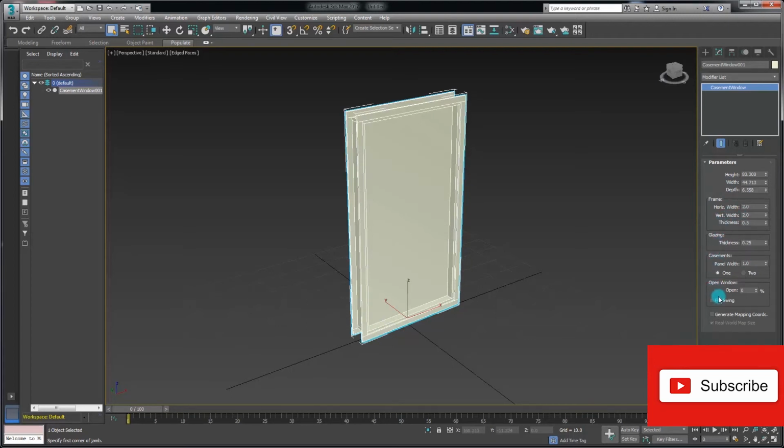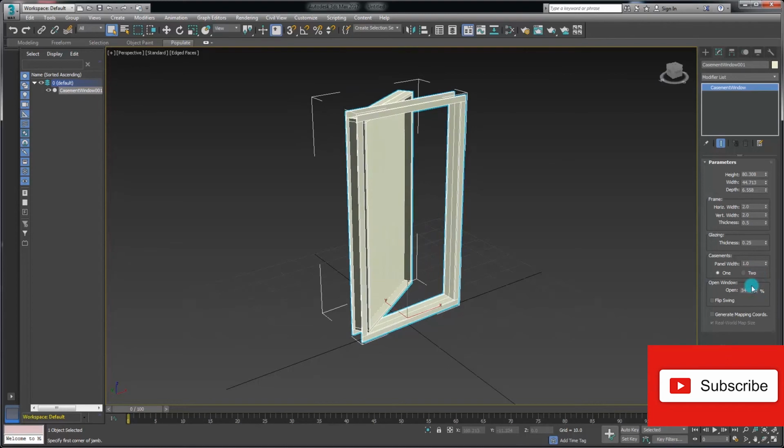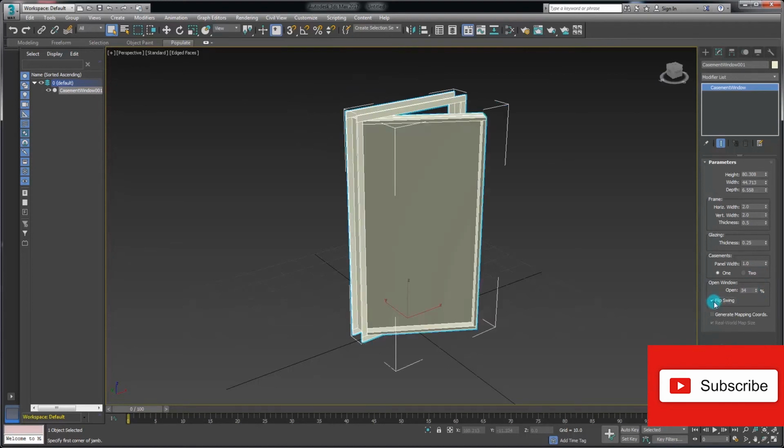Now the difference here is really the hinge. Rather than have the hinge at the top of the window, it's down the side, and I can adjust the opening value and also flip the swing to the opposite hinge as well. So very similar to the awning window. The only real difference is the position of the hinge, and the window opens from the side of the frame rather than from the top.